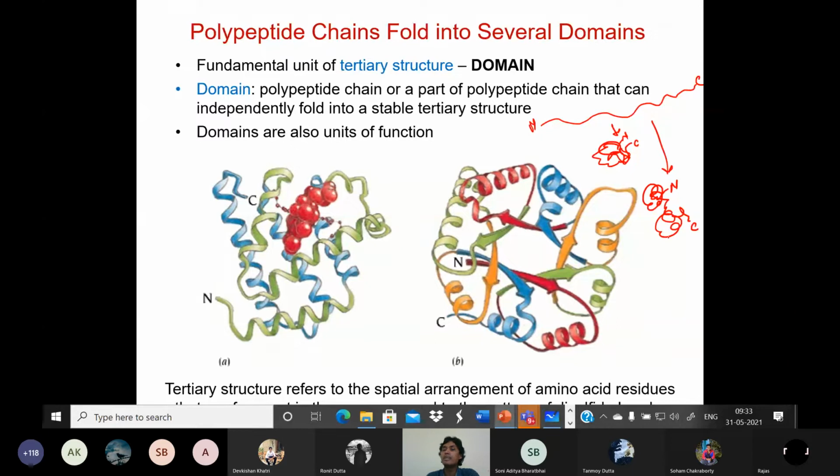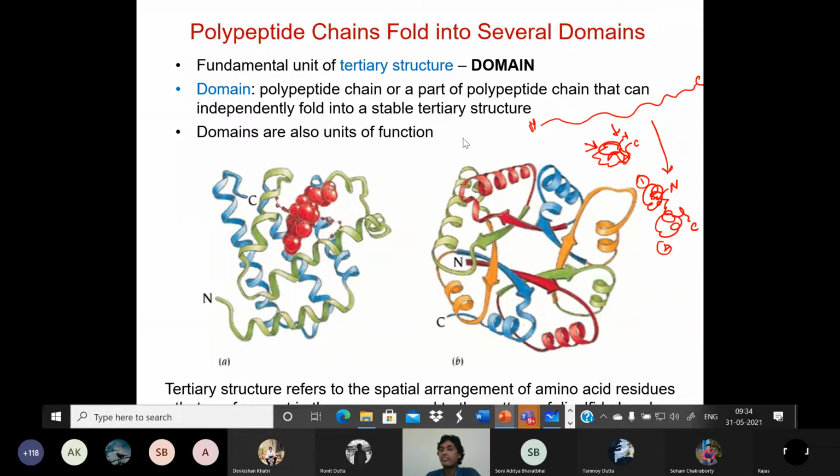If you see this, this is a protein containing just one domain. That's one globular domain. Here, 2 domains. This is domain 1 and domain 2. Then what is the definition of domain? The domain means the fundamental unit of tertiary structure. The definition is something like this: the polypeptide chain or part of a polypeptide chain that can independently fold into a stable tertiary structure.